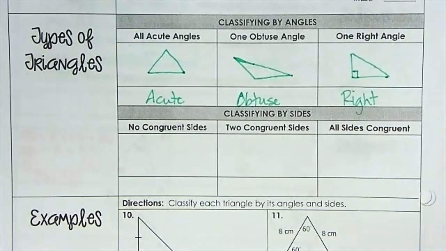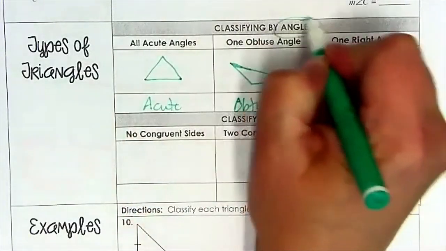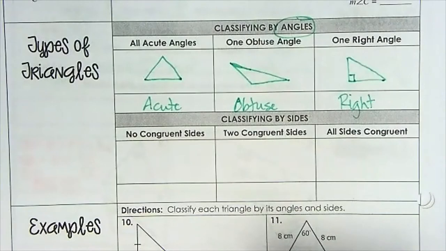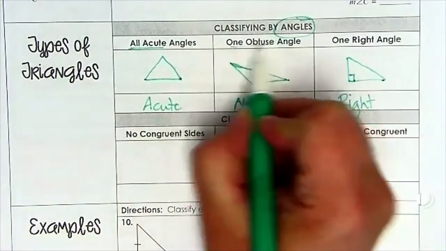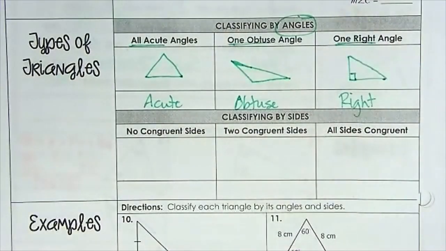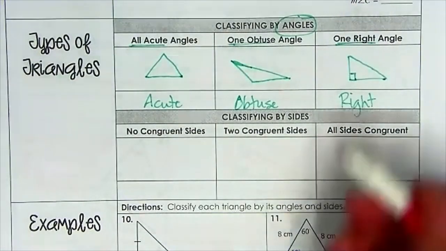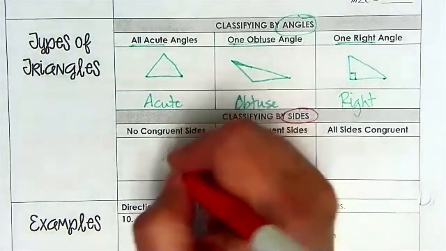Okay, now we're going to label by the sides. This was labeled by the angles. So it's all acute for acute, one obtuse for obtuse, one right for the right. Next, we're talking about classifying by the sides. Okay, no congruent sides. That means they're all different.